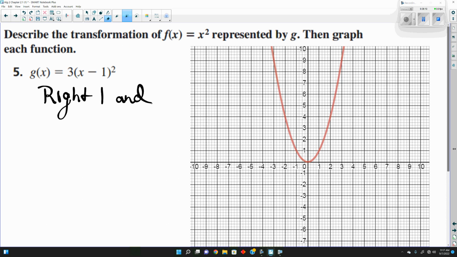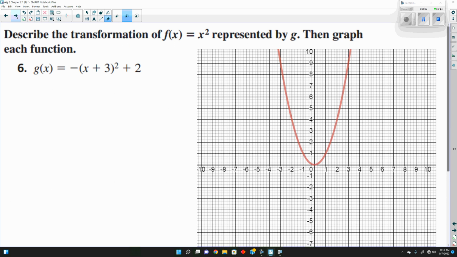And the 3 is in the place of A in the general form, yes? A is either vertical stretch or shrink, or reflection. The only time it's a reflection is if it is negative. Well, it's not negative, so that tells us it's a vertical stretch, yes, of 3. Vertical stretch of 3. That's it. Ready for the next one? I think this is the last one here.